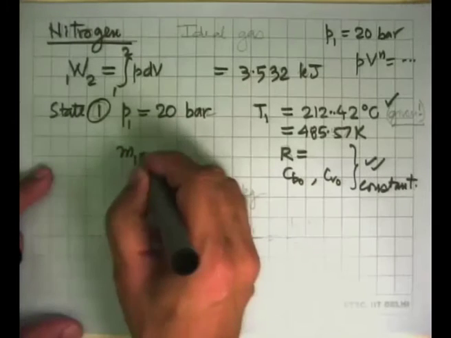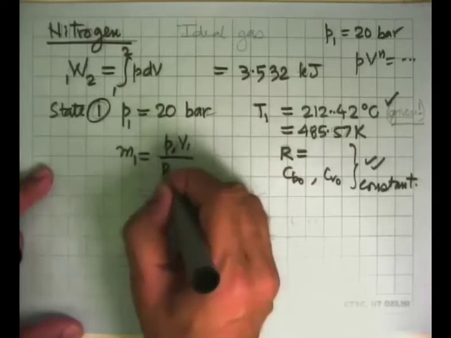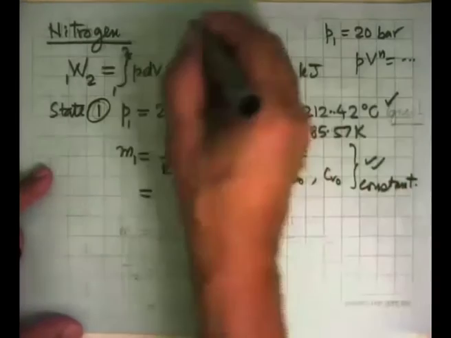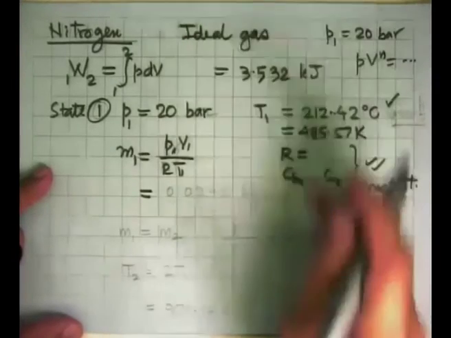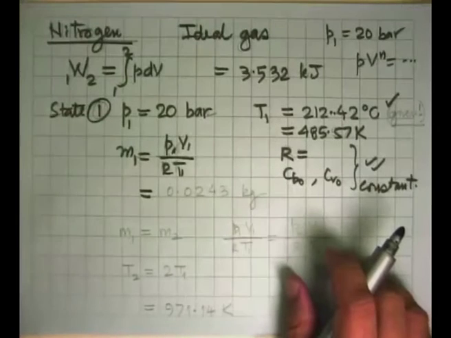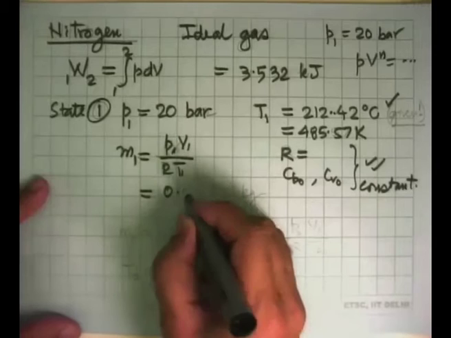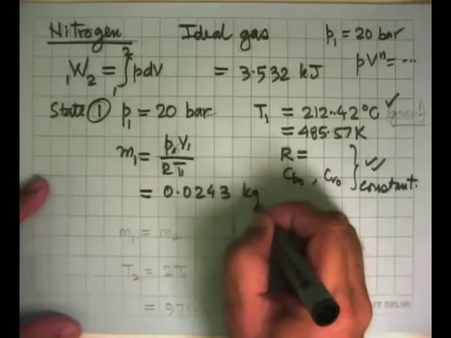Mass we can calculate from P1 V1 upon RT1. We are assuming ideal gas behavior, and throughout the process, in every state, the gas behaves like an ideal gas. So that's what we are taking here. When we put this in, this is 0.0243 kilograms.